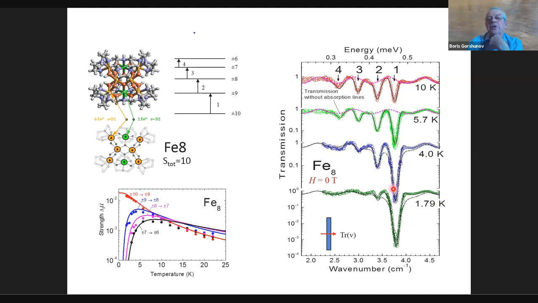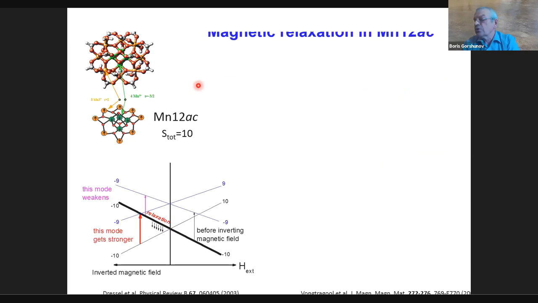These are the deep minima. And when one cools down, some of this transition absorption disappears, some of those get stronger, as shown here. And all this is due to the Boltzmann factor that determines the population of these energy levels. One also has a possibility to study magnetic relaxation phenomena. This we did on another magnetic cluster material, manganese 12. That's the macromolecule that has 12 manganese ions. Again, spins up, spins down, total spin 10.